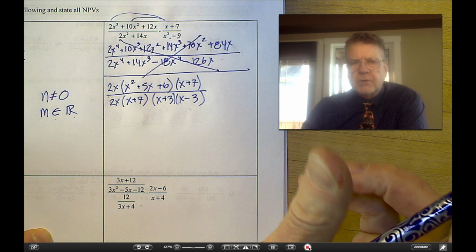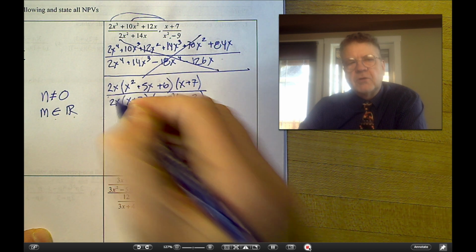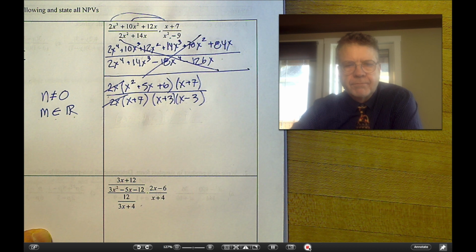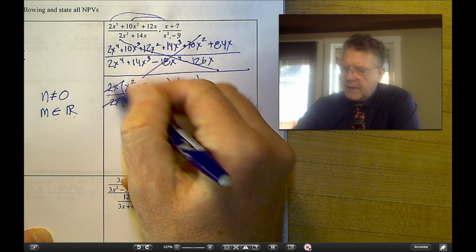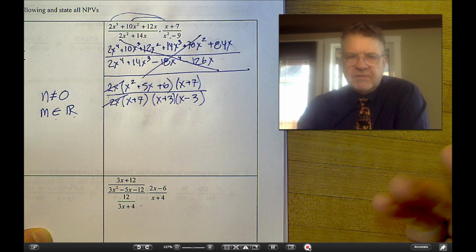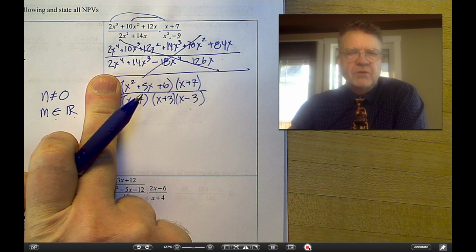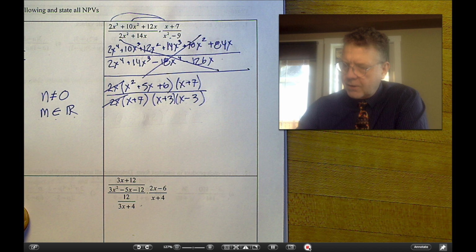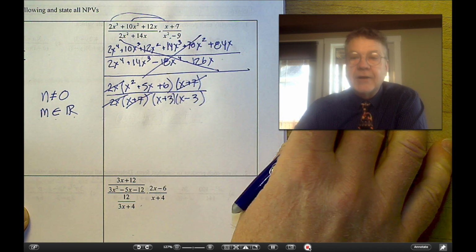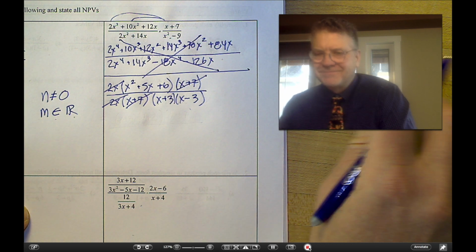And look what you can do. There's a 2x on the top and a 2x on the bottom. Those divide out nicely. Now they don't disappear. This becomes a big fat 1 in front of the whole expression. And 1 times anything is just anything. So I guess they do disappear, don't they? Likewise, do you see the x plus 7 and the x plus 7? Cool, I do. And now you do.